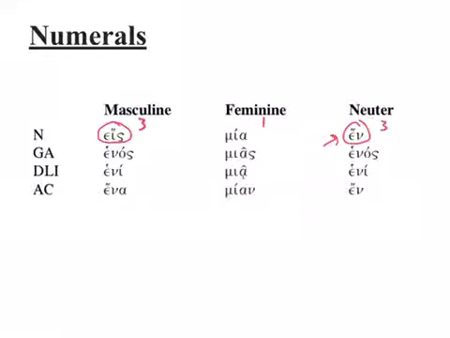So if you were doing a genitive, it would be of one or from one. This would be to or by or with one. And this is just one. I had one dog.